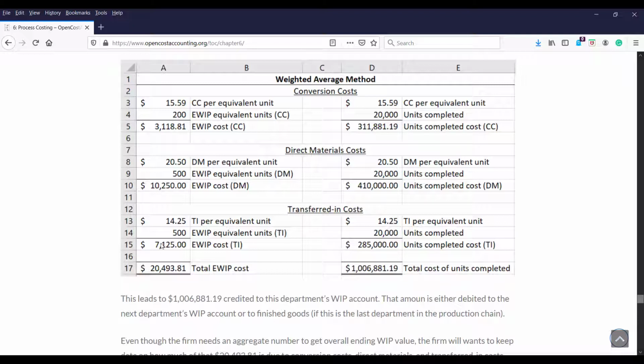You have to keep these three costs separate somehow. You have to keep in the system some marker to show, oh, this is our ending WIP cost that is from conversion costs, because you're going to have to parse that number out next period in beginning WIP when you create your conversion cost rate for that next period. And then the same thing for direct materials cost when you create your direct materials rate for the next period, and your transferred in cost when you create the transferred in rate for next period.